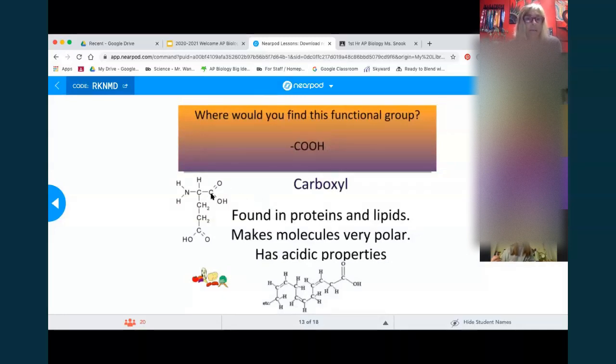Carboxyl, our C double bond O, OH, is like carbon dioxide dissolved in water, which is carboxylic acid. So this has an acidic property in that it can donate hydrogens in solution, which makes it acidic. So when we're looking at proteins and lipids, we refer to amino acids and fatty acids, and that acidity is coming from that carboxyl group.